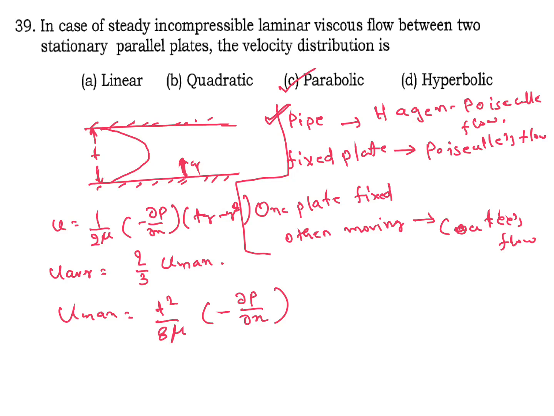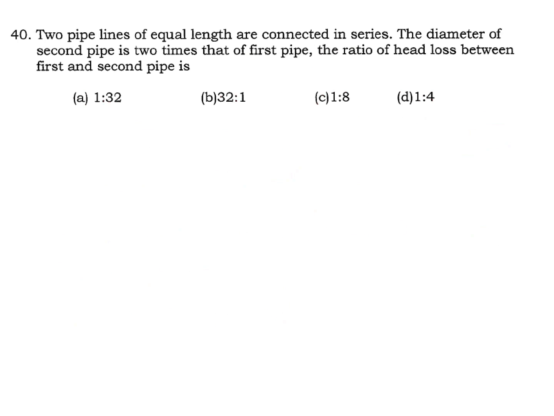Two pipelines of equal length are connected in series. The diameter of the second pipe is 2 times that of the first pipe. The ratio of head loss between the first and second pipe is how much? Connected in series, or pipes in series. So D1 is D, the second pipe it's 2D, and we have to calculate the relation HF1 by HF2.